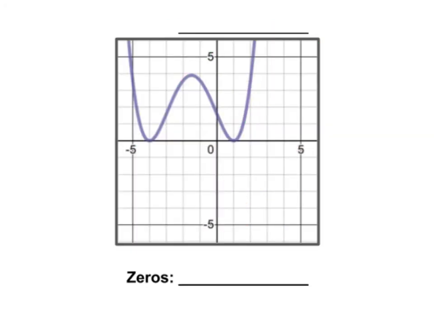And my last one, again, my zeros are the points that cross my x-axis. We have 2 of them this time. There's one here at -4, 0. The second one is at 1, 0. And that's right here.